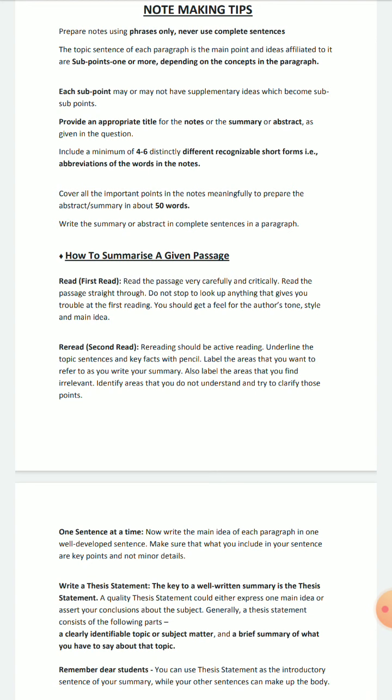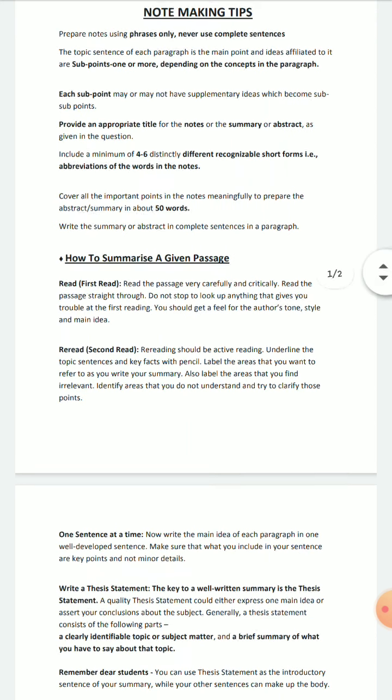Number one, please remember notes are to be written in phrases only. Never use complete sentences. Complete sentences you can use in case of writing the summary, but in case of writing notes, never use any complete sentence.